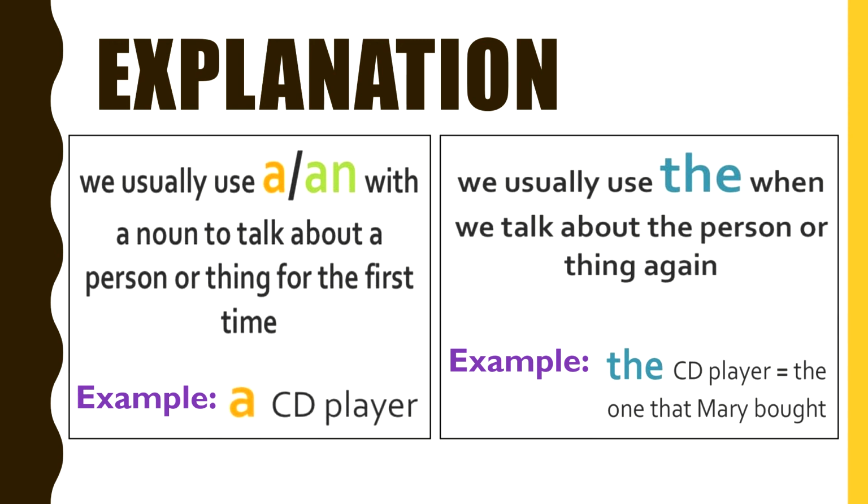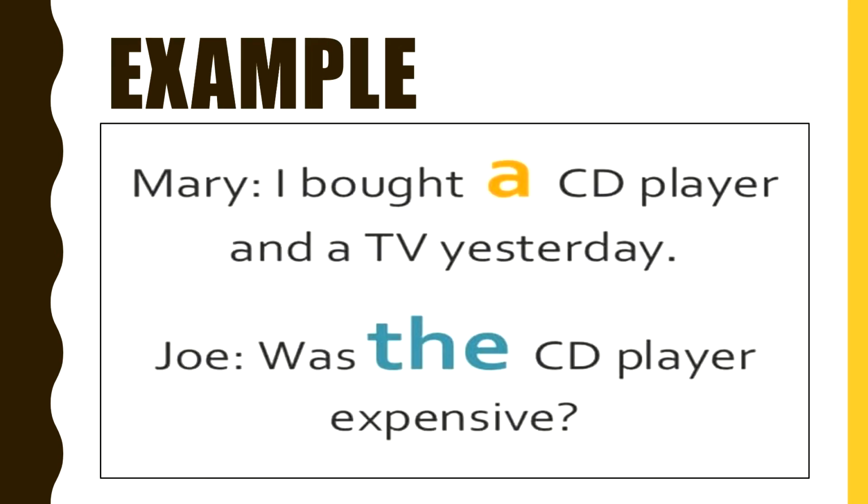So when you're referring to that object again in your talk or in writing, we use the article the. For the first time, we use article a or an depending upon the sound. But when you refer to it again, you use article the. Example, I bought a CD player and a TV yesterday. Now Joe is asking, was the CD player expensive? Because yes, again we are referring to that CD player. So we will use the article the.